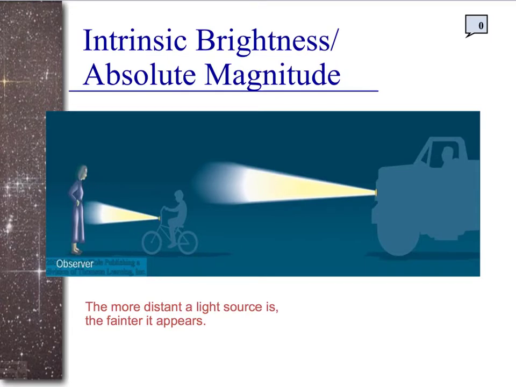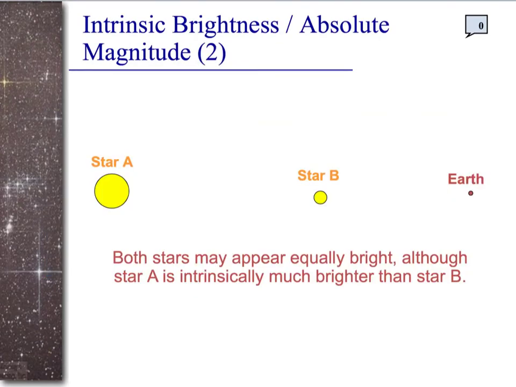Next is luminosity and brightness measurements. Pretty intuitive, but the more distant a light source is, the fainter it appears. But it could be a very bright star that just happens to be really far away. So to us, it would appear very, very faint. Because brightness is also relative.